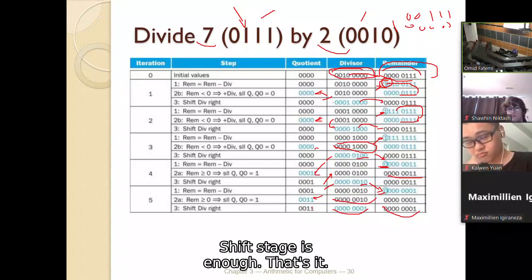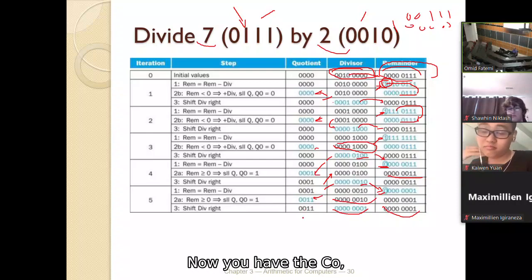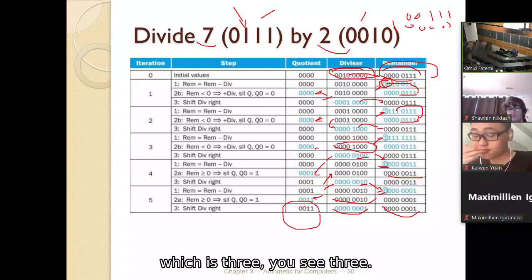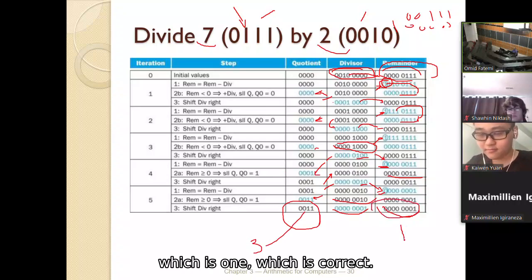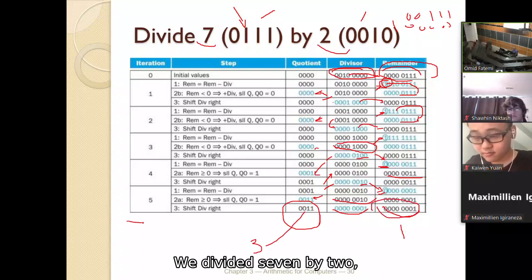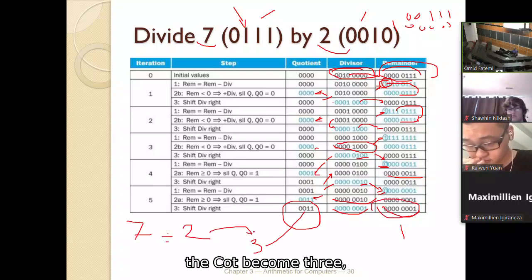Shift stage is enough. So that's it. Now you have the quotient, which is 3, and you have the remainder, which is 1. Which is correct. We divided 7 by 2. The quotient becomes 3, the remainder becomes 1.